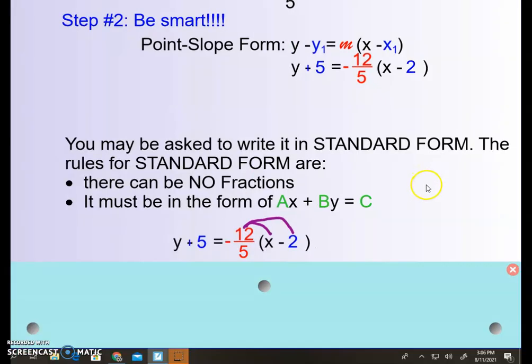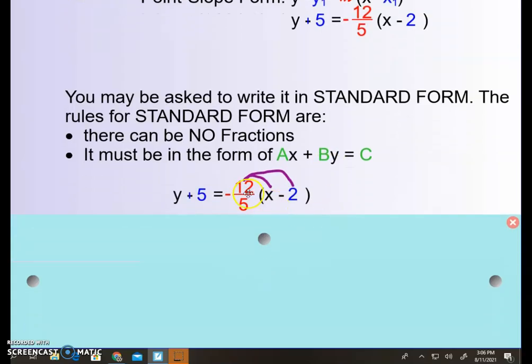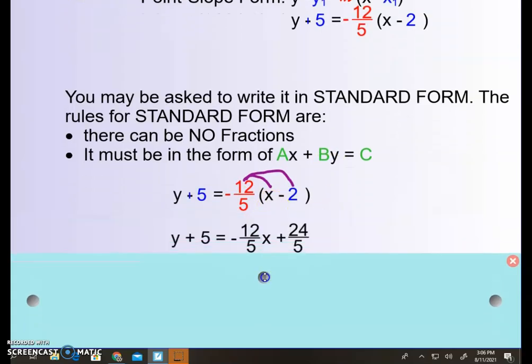So the first thing I might do if I was trying to do this in standard form is distribute. I mean, this tells me I have to take this -12/5. I have to distribute. Notice in standard form there aren't parentheses anywhere. So I did that. I went ahead, I took the -12/5 and I distributed it. And I ended up with this. Remember, a negative times a negative is a positive, and you know how to deal with fractions. Ooh, fractions. There can be no fractions.